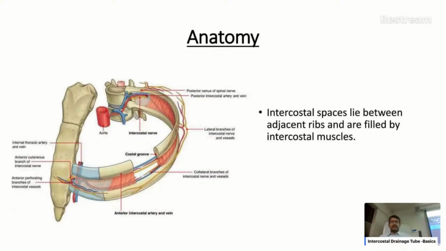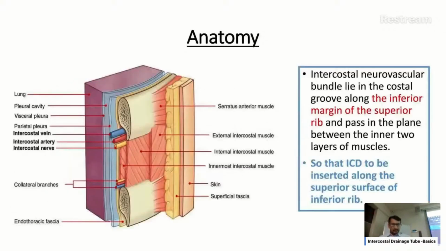Now, for ICD, we must know the anatomy. So the basic anatomy today we'll learn is that the intercostal drain goes in the intercostal space. The intercostal space is the space between the two ribs. In this slide, I'll show you from anterior to posterior all the layers which we are going to pierce and what things we should keep in mind while performing ICD.